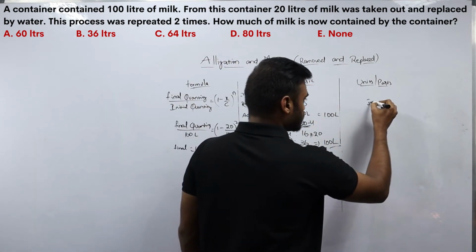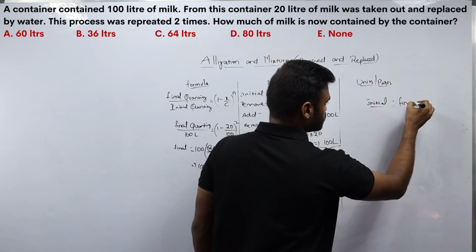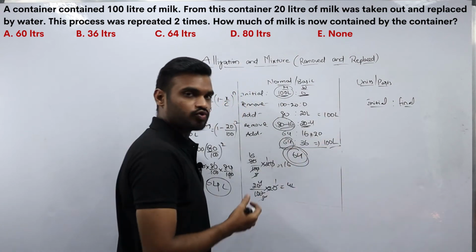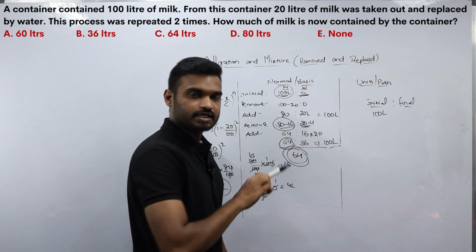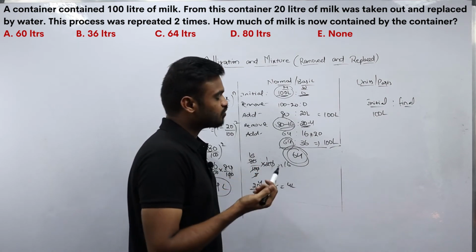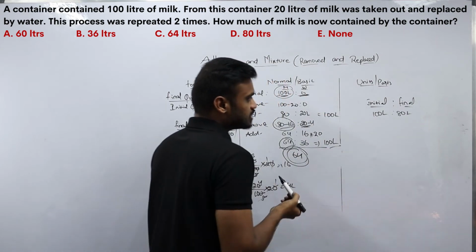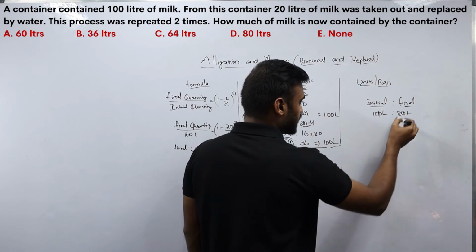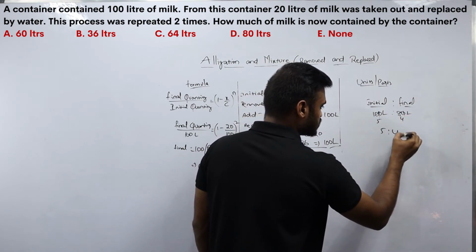See here, initial, final. Initially the total quantity of milk is 100 liters, right? Now we are taking out 20 liters of milk. After taking out 20 liters of milk, what is the quantity remaining? That is 100 minus 20, 80 liters of milk. Now what is the ratio here? 0, 0 will be cancelled, and 2 fours are 8 and 2 fives are 10. So we will get 5 is to 4.